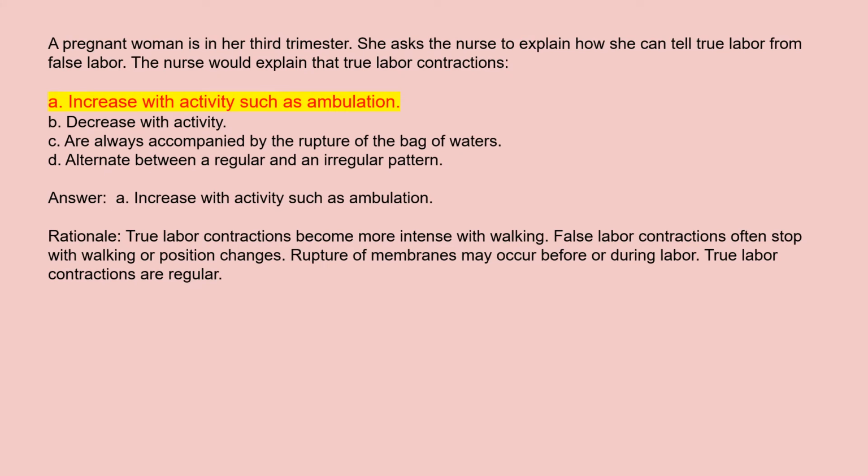Answer: A. Increase with activity such as ambulation. Rationale: true labor contractions become more intense with walking. False labor contractions often stop with walking or position changes. Rupture of membranes may occur before or during labor. True labor contractions are regular.